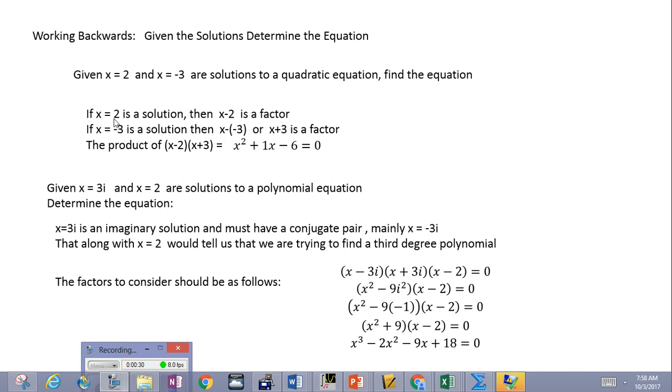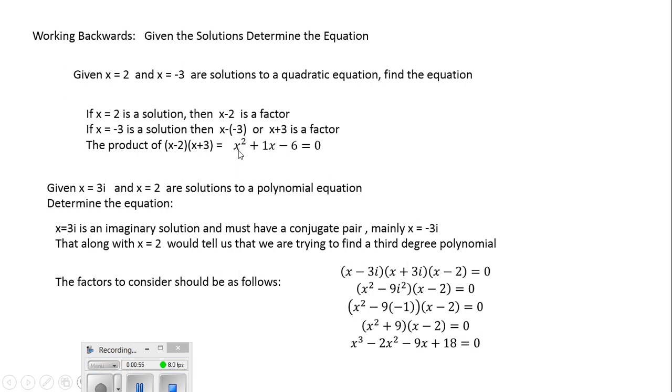If x equals 2 is a solution, then x minus 2 is a factor. If x equals -3 is a solution, then x minus -3, or x plus 3, is a factor, implying that the product of x minus 2 and x plus 3 would be our equation, which in fact is x squared plus x minus 6. Of course, going backwards, that's what we would find, that they were the solutions.